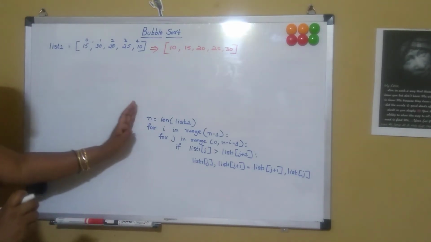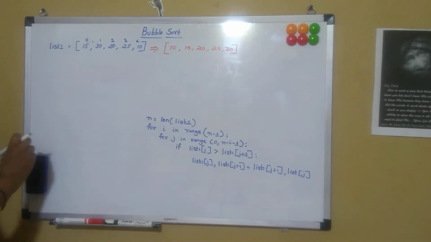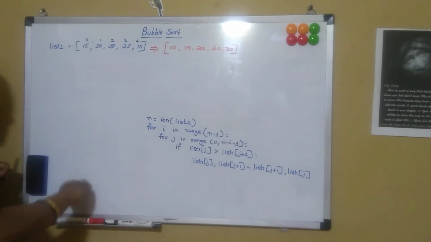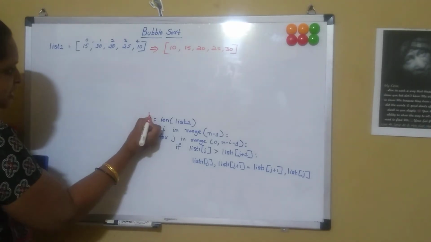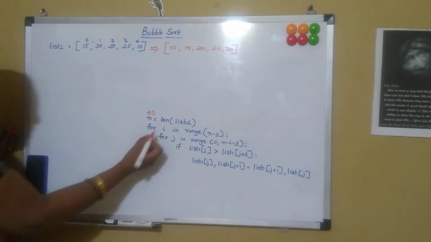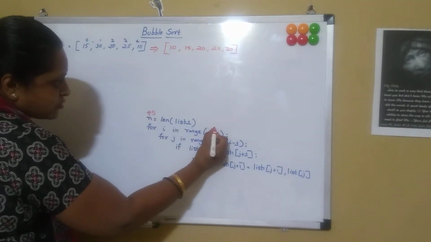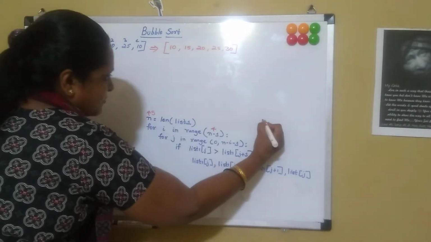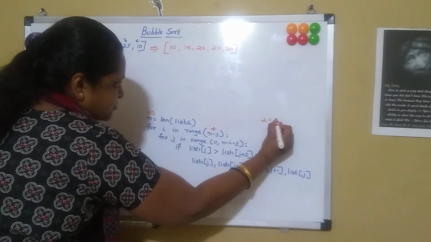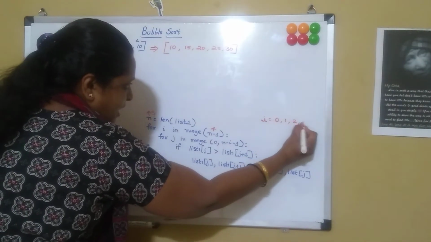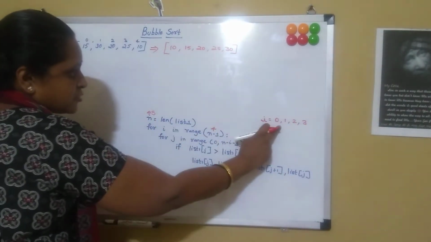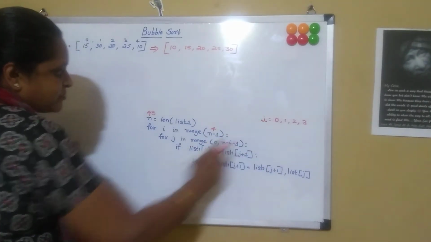Now based on this, let us take our code. Initially, i in range n minus 1. n will have the value 5 because the length of the list is equal to 5. i will range from 0 to 4. n minus 1 is 5 minus 1, which is equal to 4. So initially it will range from 0, 1, 2 and then 3. It won't consider the fourth value. So it will range from 0 to 3. Initially i will be 0.